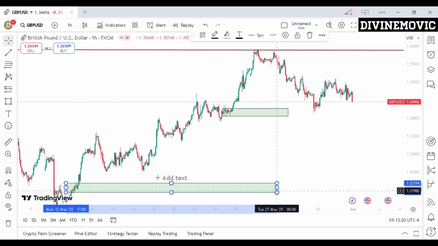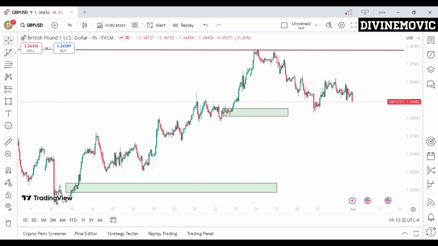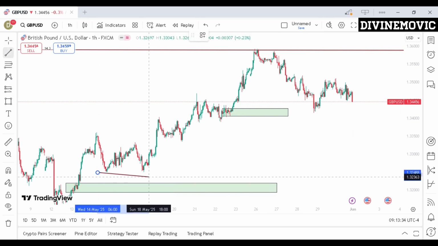Now, the second thing becomes to identify liquidity. For every POI that you see, there has to be a liquidity that will tell you that this POI is going to hold. In this case, there's a liquidity here, and here becomes liquidity.